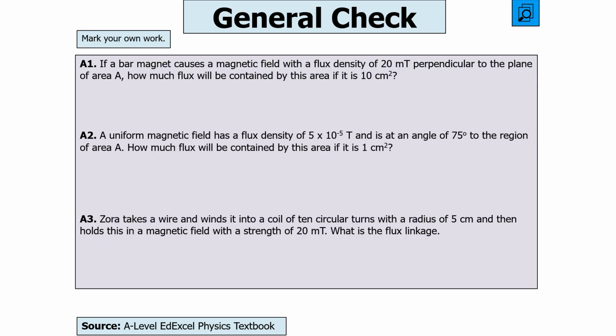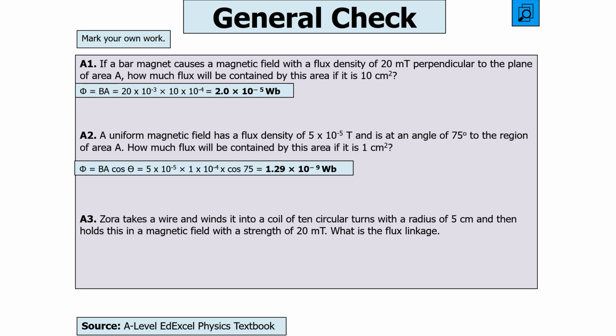Right, in this first one, we know that flux is equal to BA, so it is equal to 20 times 10 to the minus 3, milliteslas into teslas, times 10 to the minus 4, centimeters squared into meters squared, so it's 2 times 10 to the minus 5 Webers. In our second question, it equals BA cos theta, so again it's 5 times 10 to the minus 5 times 1 times 10 to the minus 4, because it's centimeters squared into meters squared, times cos 75, so we get 1.29 times 10 to the minus 9 Webers.